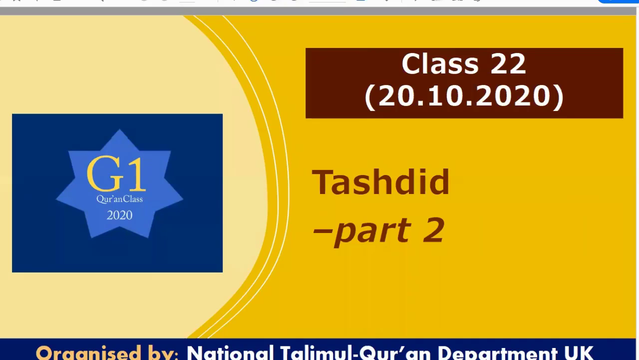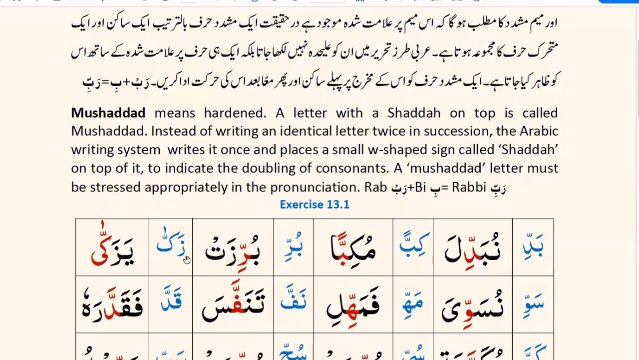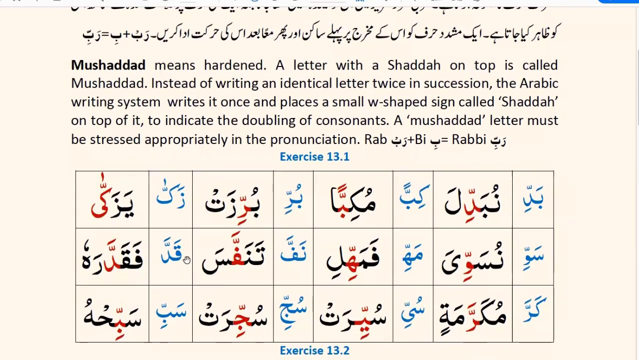So as in yesterday's lesson, you began tashdid, which is a letter with a shadda. A shadda is another name for tashdid. And a letter which has a shadda on it is called a mushaddad letter. And mushaddad means hardened. Okay, so you went over all of this yesterday. And in yesterday's class, you were also told the way that you can identify a shadda and how you are to pronounce it. So we're just going to go over that today.